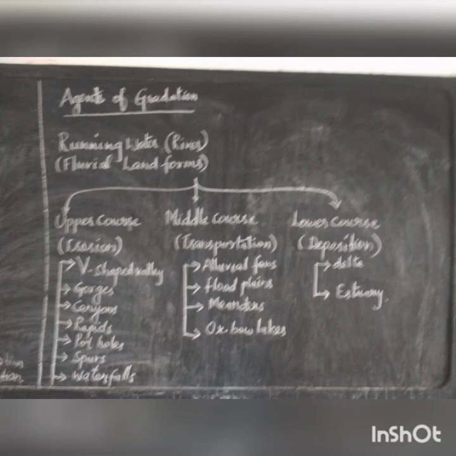The next, as an agent of gradation, underground water creates distinct landforms in limestone region. That particular distinct landform in limestone region is called karst topography. So what is the meaning of karst topography? Groundwater is an active agent in limestone region. Limestone is otherwise associated with gypsum.